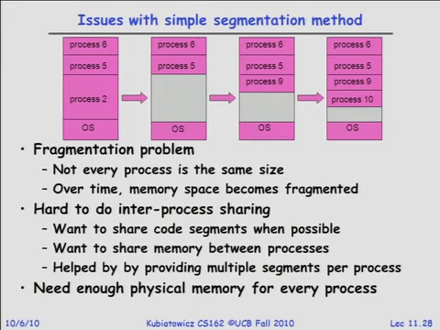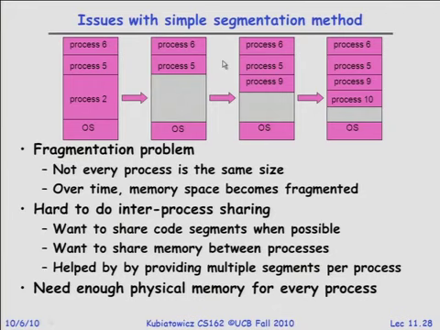Now, unfortunately, this basic segmentation model still has fragmentation. And the bottom line problem here is processes are all different sizes, and we need to somehow play Tetris and fit them all into memory, okay? And that's just a bad idea, because we know the fragmentation is going to get worse over time, okay?